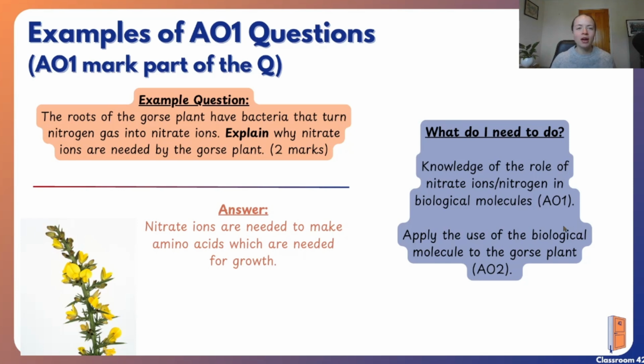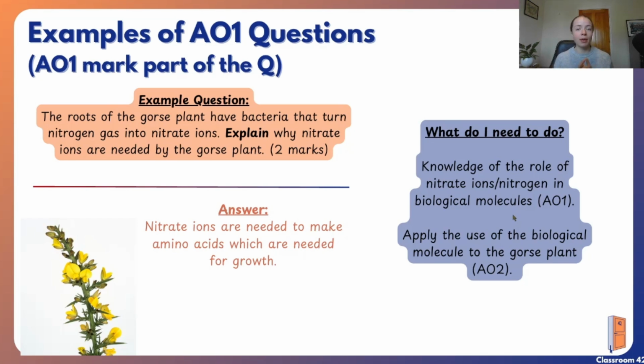And now let's go through an example where AO1 makes part of the question but is not the full question. So the roots of a gorse plant, which we have here, have bacteria that turn nitrogen gas into nitrate ions. And now you need to explain why nitrate ions are needed by the gorse plant. So here what you need to do is demonstrate your knowledge of the role of nitrate ions or nitrogen in biological molecules. So you might need to remember that nitrate ions are in amino acids or proteins, so that's a key function in biological molecules.